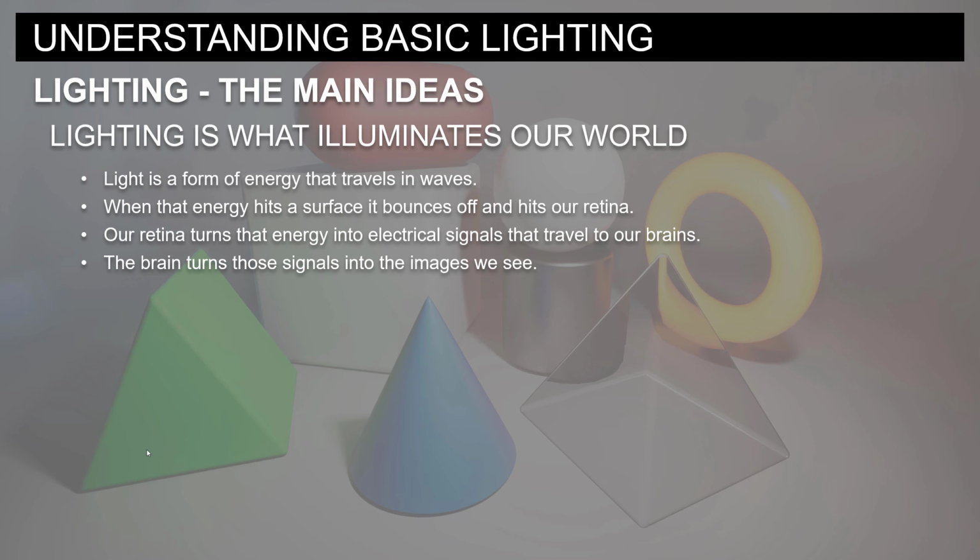Light is a form of energy that travels in waves, and when that energy hits a surface, it bounces off and hits our retina. Our retina turns that energy into electrical signals that travel to our brains. The brain turns those signals into the images that we see. I just think it's a fascinating process that it is this form of energy, and we perceive the world that way through these signals that we get.